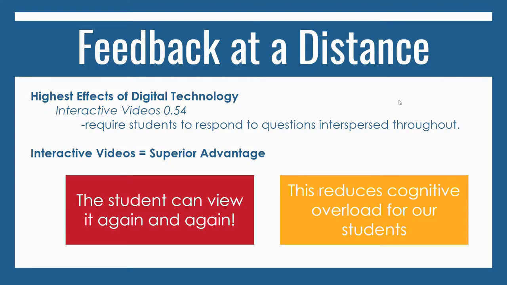Let's take a look again at feedback at a distance. So when we think about Hattie and his scale, anything above 40 hundredths is considered something that will help student achievement by 1 year's growth. So when we look at interactive videos, which is at 54 hundredths, it is definitely a strategy that we can use that will help with our student achievement. So that is the area where we have the highest effects within our digital technology.